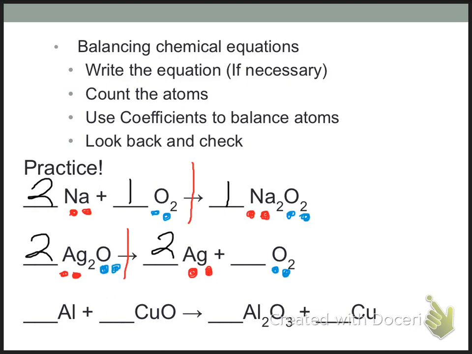Now, some of you are in Algebra 1, and you may have started going over the distributive property. The distributive property is if you put a number in the front of an equation, that is getting distributed to both elements or both variables in the equation. The same thing happens here. So 2 times my 1 oxygen gave me 2 oxygens, but 2 times 2 silvers is going to give me 4 silvers. That has now unbalanced my silvers.